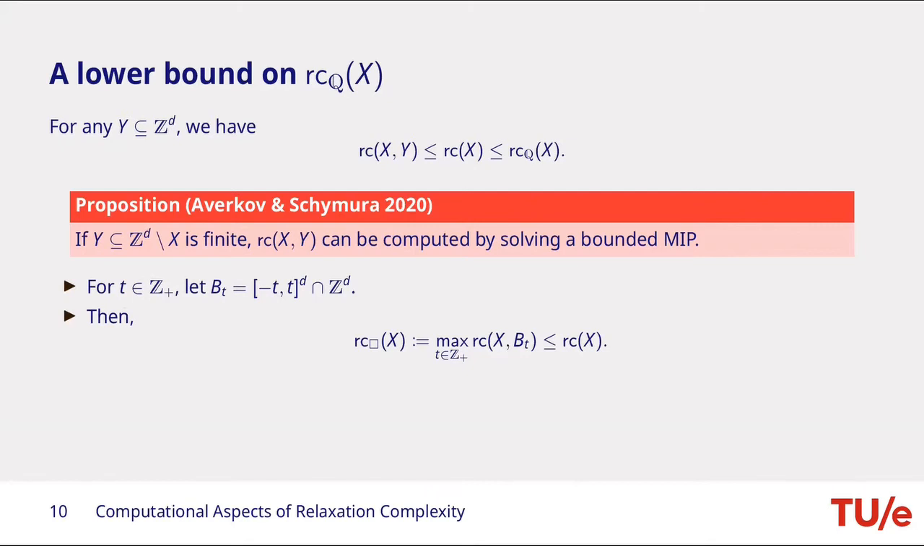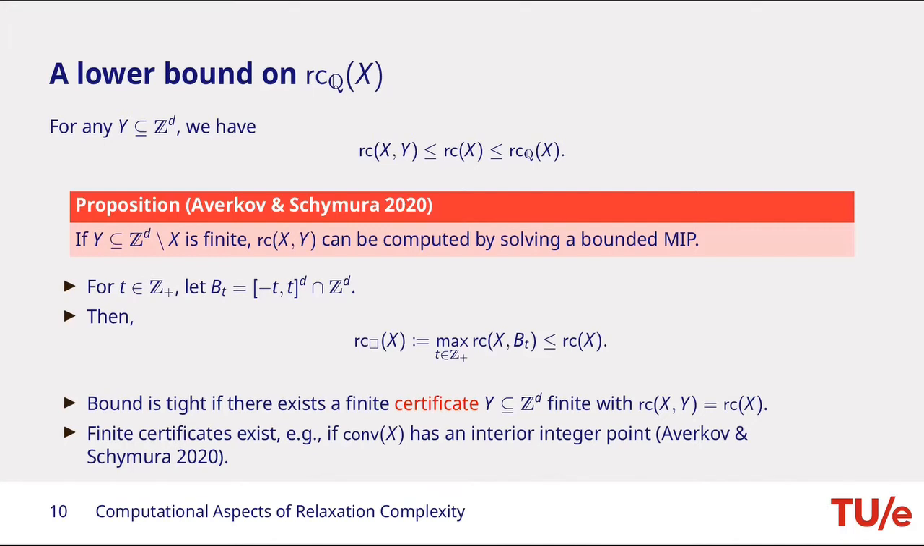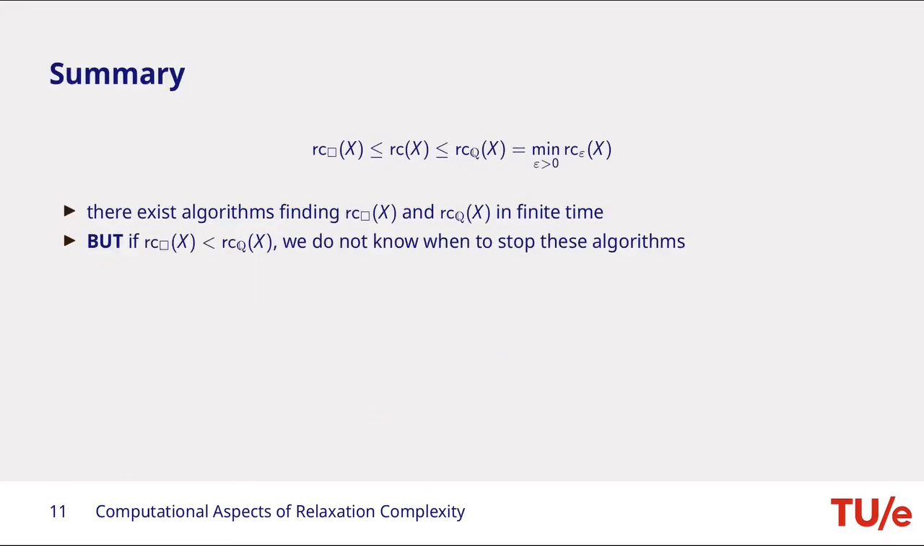Of course, we have no guarantee that this bound is matching, but we say that this bound is tight if the box relaxation complexity is the same as the relaxation complexity, that is, if there exists a finite certificate set y such that it holds with equality. In general, we do not know whether such a set y exists, but at least there exist some classes of integer point sets for which we can guarantee the existence of such a finite certificate set. For example, if the convex hull of X contains an interior integer point. So let's summarize what we've seen. We've derived an upper bound that is based on the epsilon relaxation complexity.